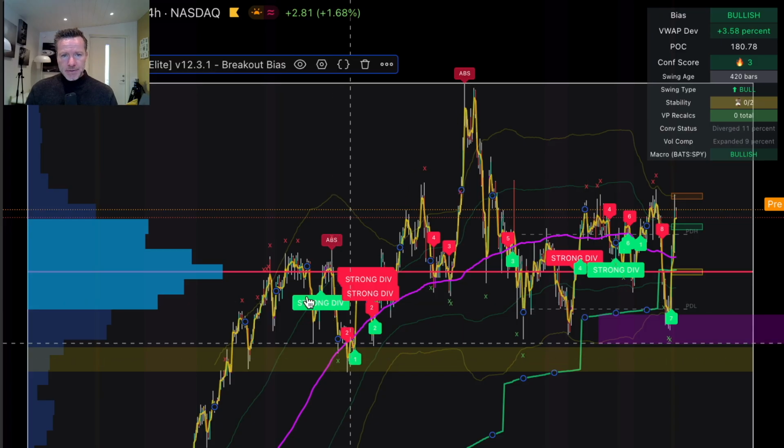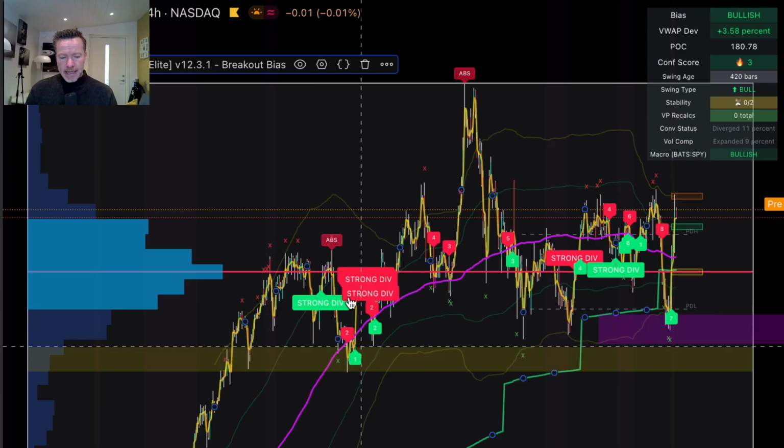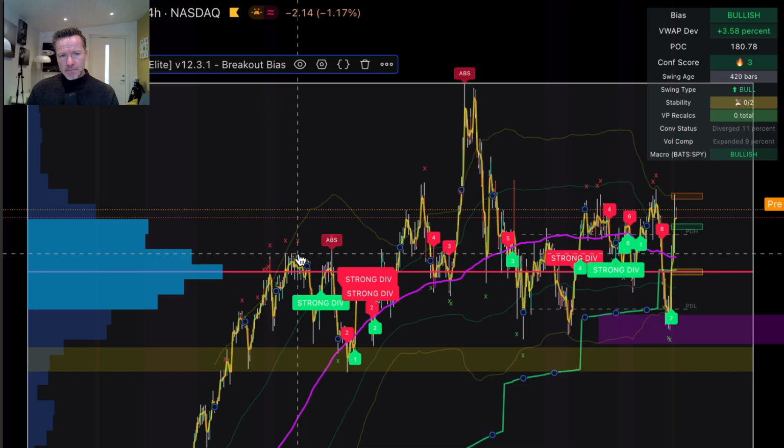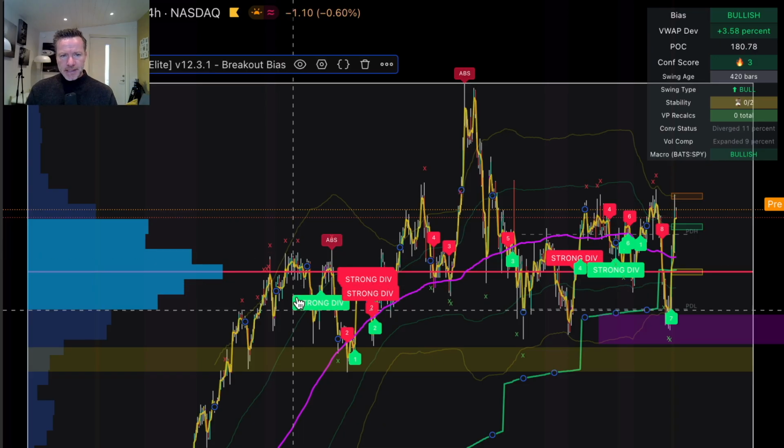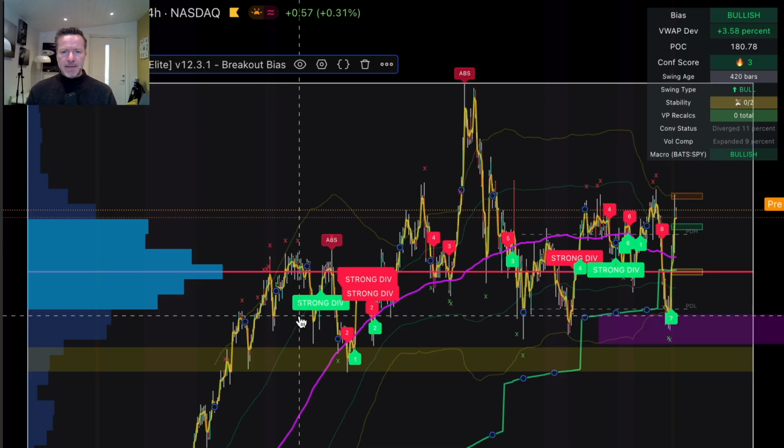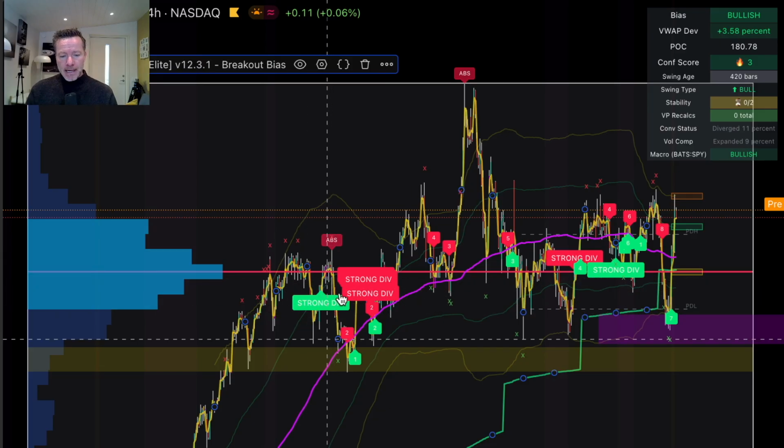Now, these labels you see on the chart, strong div and abs, these are volume divergence signals. Strong div means strong divergence: price is making lower lows, but volume is showing institutional absorption. This is where smart money accumulates while retail panics. The abs means absorption. Institutions are actively buying or selling into emotional retail flow.